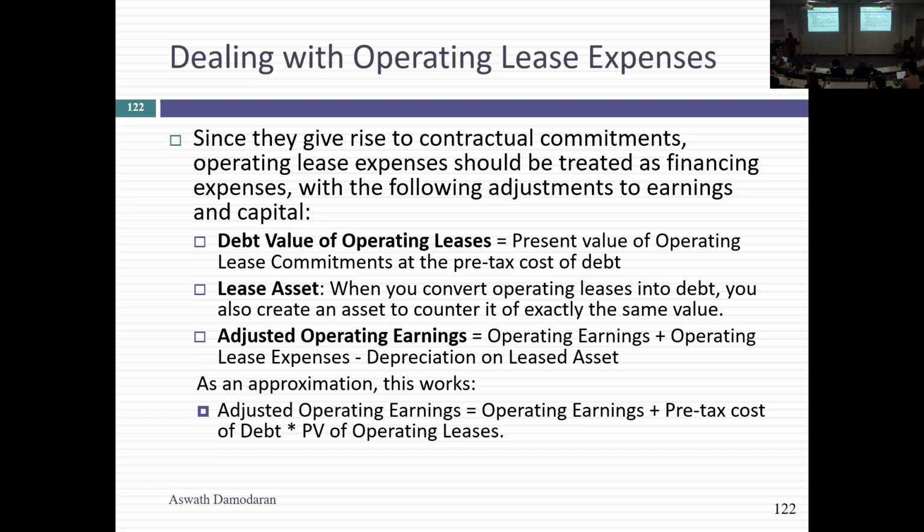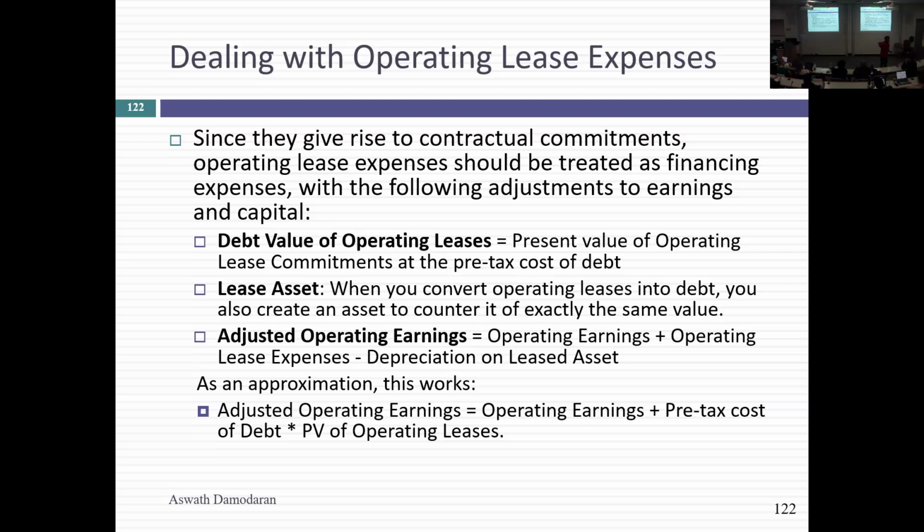So whether accountants treat it as debt or not, you as a business owner or as an investor need to treat it like that. It has the same implications as borrowing money. That's why I said this has nothing to do with what accountants think. It's what you as a business or an investor have to think about. Entering into a long-term contractual commitment is essentially borrowing money. So your present value of lease commitments becomes debt. I'm going to put it in the balance sheet as debt.